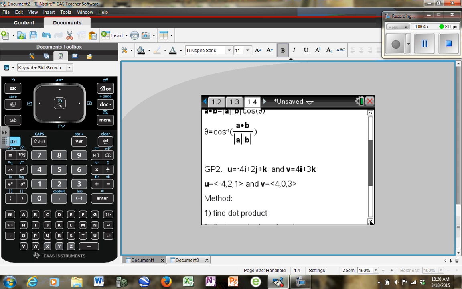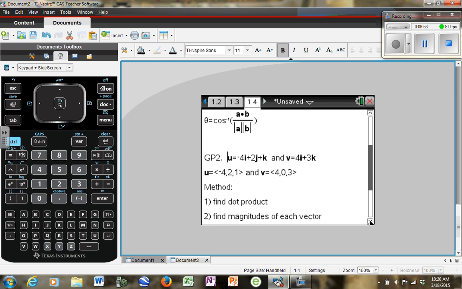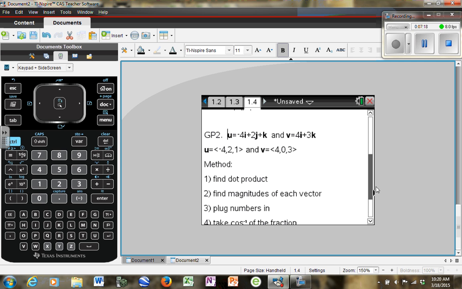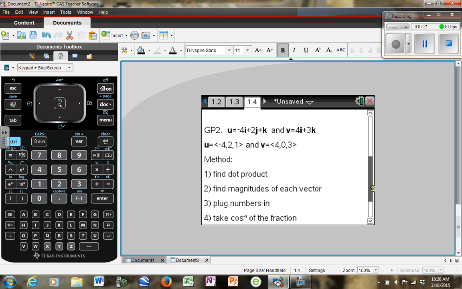And then this would be the method that I'd take with these. First thing you want to do is just find the dot product. -4 times 4 plus 2 times 0 plus 1 times 3. The second thing would be to take each one and find the magnitude of each vector using that square root of the 3 parts squared. That'd be the square root of -4 squared plus 2 squared plus 1 squared, and the square root of 4 squared plus 0 squared plus 3 squared. And then write that number down. Keep it as a square root if it's not a perfect square. The third thing would be just plug those numbers in, and then take the inverse cosine of that fraction.